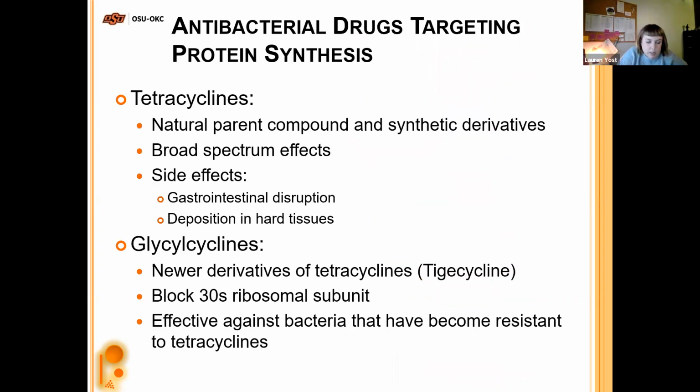So tetracyclines, breaking these down. Broad spectrum. If you have to know, there's a natural parent compound and synthetic derivatives related to this. Anyways, broad spectrum, and it has these side effects: gastrointestinal problems and deposition in hard tissues, which includes your teeth. People often get lines on their teeth when they have taken it, like a gray line across their teeth.